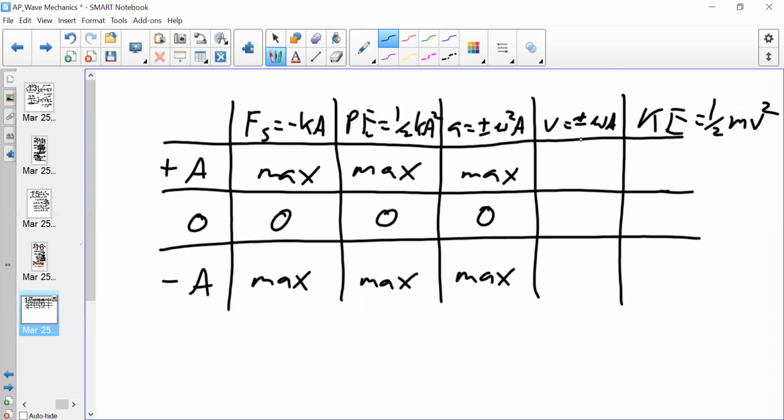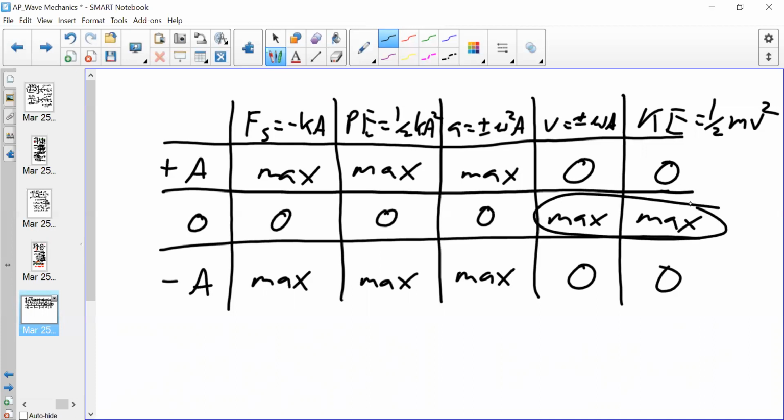Conversely, the velocity is going to be 0 at the edges, maximum at 0, and then 0. So it's back and forth. This is why the mass flies through 0 back and forth until friction takes over and it comes to rest. Questions on that?